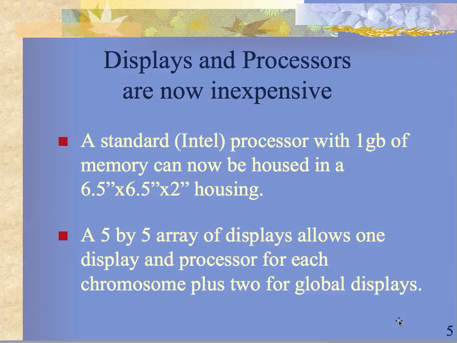The displays and processors are now very inexpensive. An Intel processor with 1 gigabyte of memory can now be housed in a little box, 6 inches square by 2 inches deep. And a 5x5 array of these things would allow one to have a display and a processor for each chromosome.